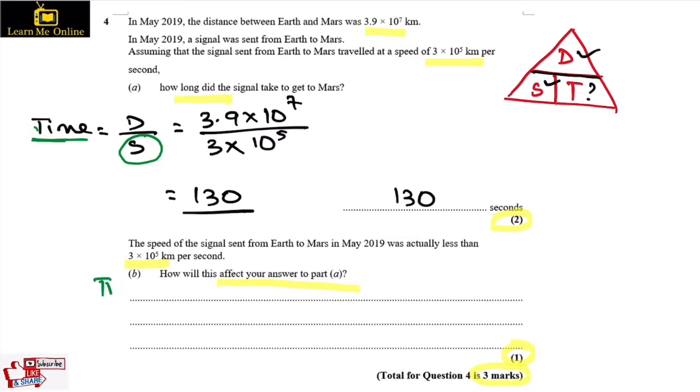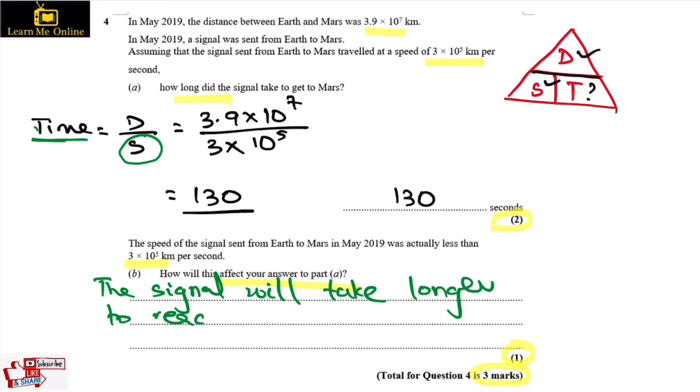So this says that the signal will take longer to reach Mars, and it's for 1 mark. So it's just a simple, clear 1 mark answer where you write down the reason for it.